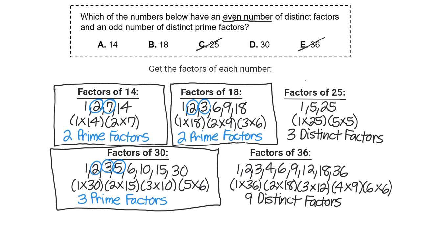In our problem, we need an odd amount of prime factors. Looking at all these answer choices, the only one that has an odd amount of prime factors is 30, because it's got 3 of them, and 3 is an odd number. So it has an even amount of factors overall, and an odd amount of prime factors. The final answer is 30, or D.